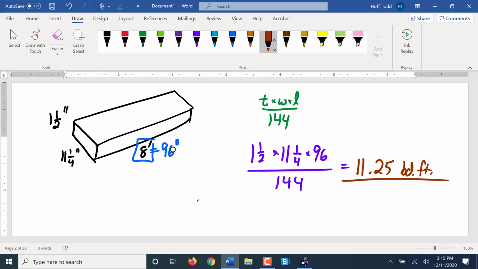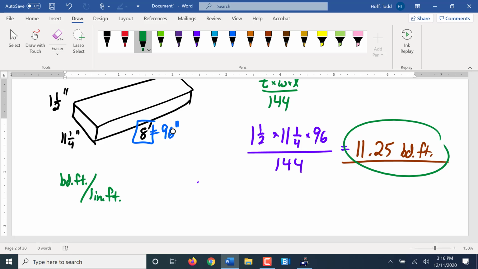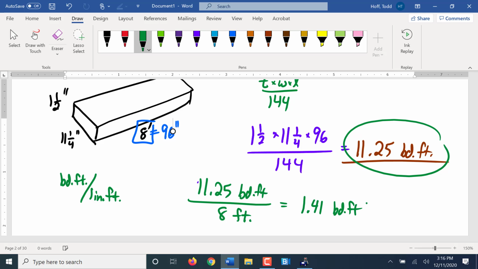Now, one of the conversions we talked about was board feet per linear foot. In other words, board feet per foot of length. For this board, how would we do that conversion? Well, we take our board feet divided by how long is the board? 8 feet. So 11.25 board feet divided by 8 linear feet, or just 8 feet, gives us, what's that? 1.41 board feet per foot.